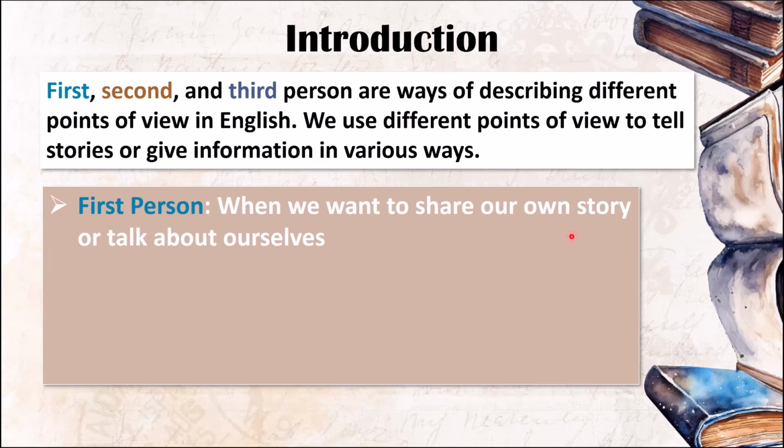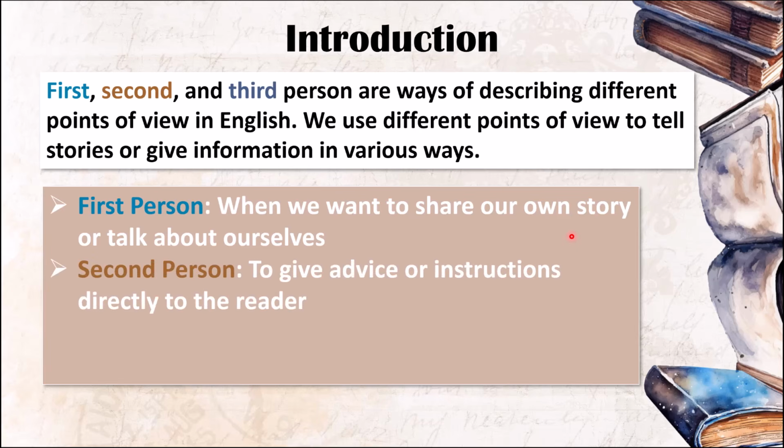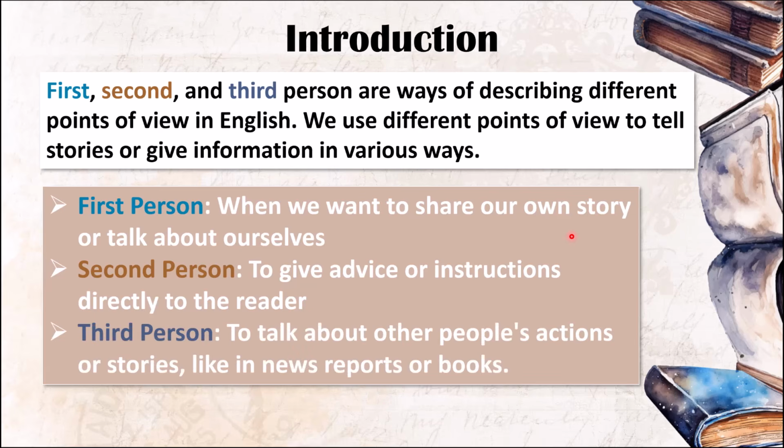So, we use the first person when we want to share our own story or talk about ourselves. We use the second person to give advice or instructions directly to the reader. And we use the third person to talk about other people's actions or stories, like in news reports or most books. I want to give you examples of each, and then we'll go into more in-depth uses of each of these perspectives.